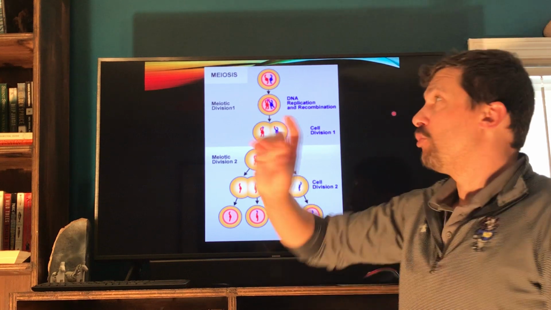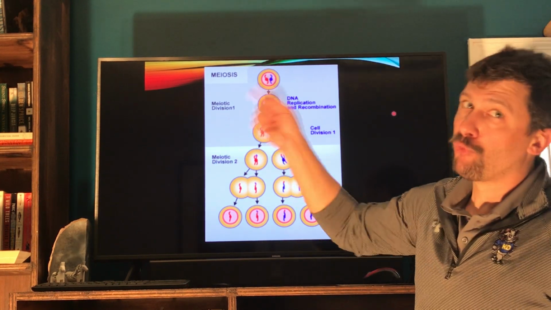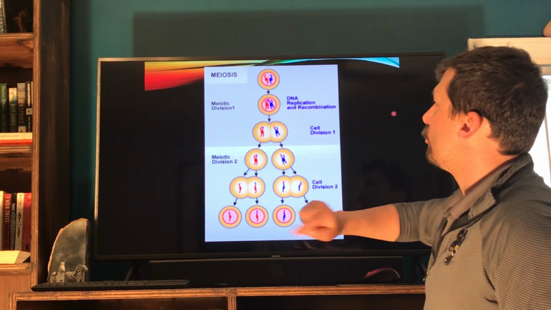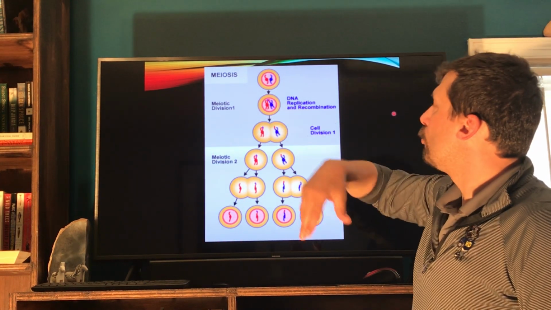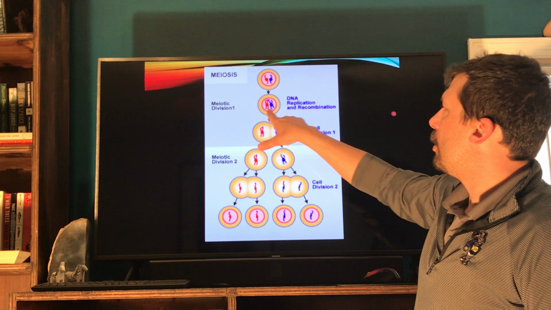The key is we have to copy our DNA before we go ahead and do the cell division. So here you can see chromosomes. Let's say the red one is from mom and the blue one's from dad. Well, they had to copy. So there you can see they copied.